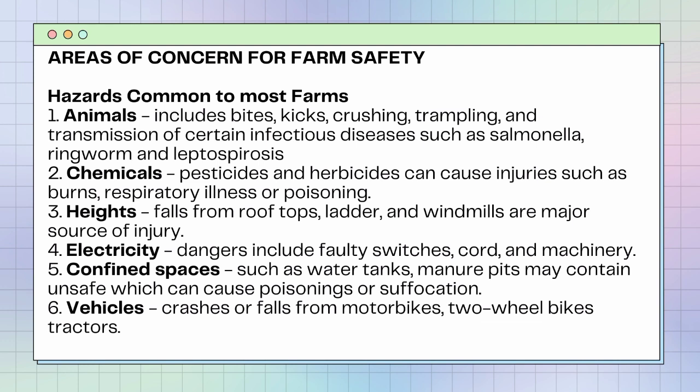Number 2. Chemicals. Pesticides and herbicides can cause injuries such as burns, respiratory illness, or poisoning. 3. Heights. Falls from rooftops, ladders, and windmills are a major source of injury. 4. Electricity. Dangers include faulty switches, cords, and machinery.